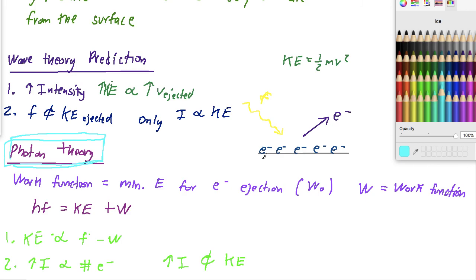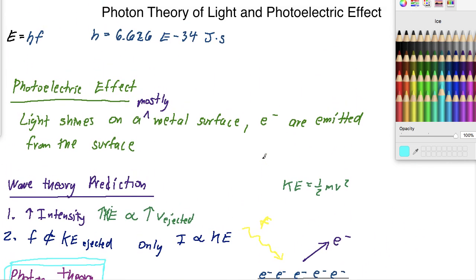So in the following videos, I'll make some examples, mathematical examples of what all this means. So I just wanted to address the conceptual in this video. So I hope this gives you a little better understanding of what the photon theory and the photoelectric effect is and how it applies to physics.